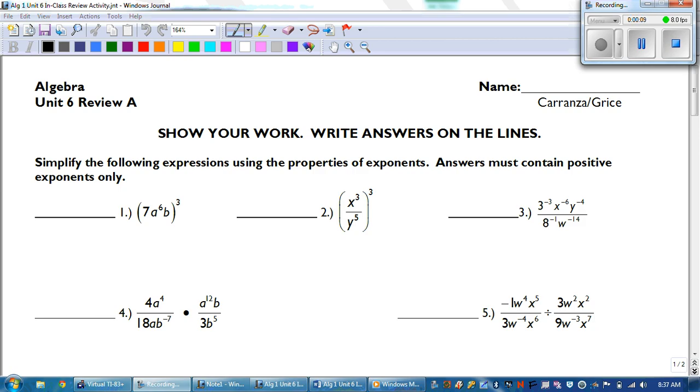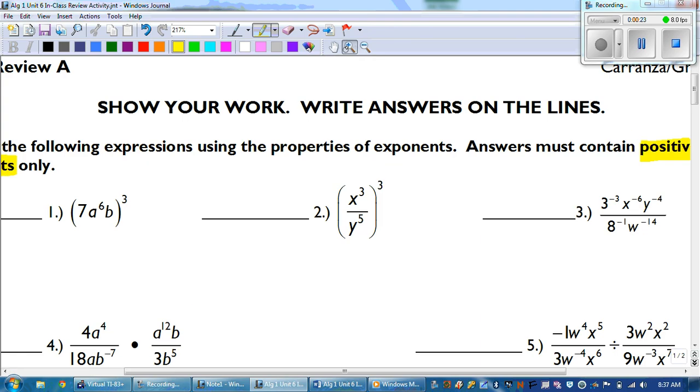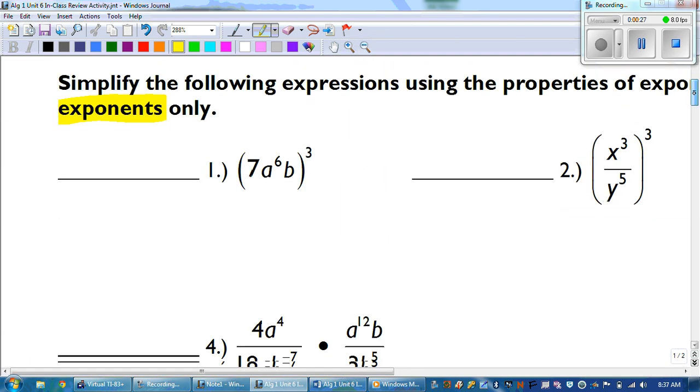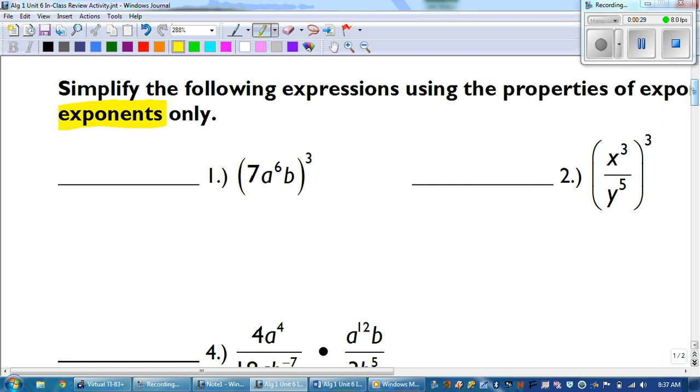Remember to show your work and to write your answers on the line. Now, the directions say to simplify the following expressions using the properties of exponents. Answers must contain positive exponents only, so no negative exponents. All right, let's go ahead and get started for number 1.